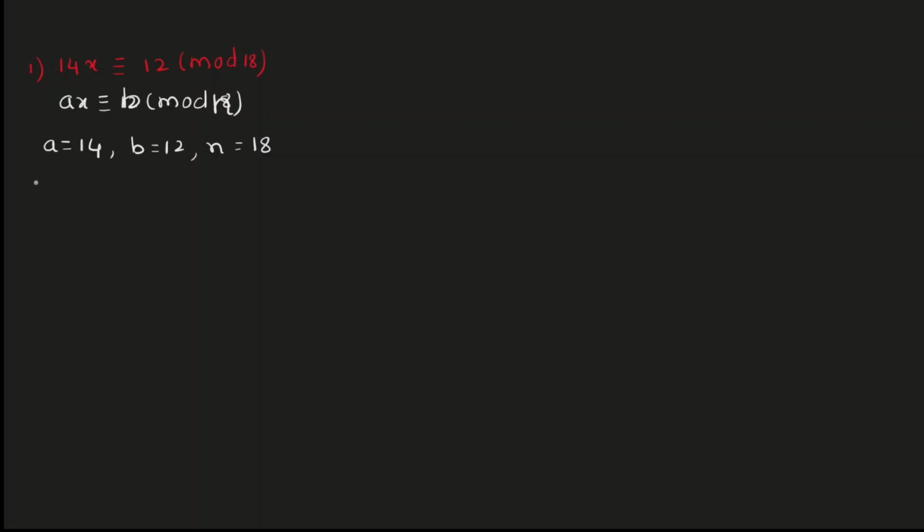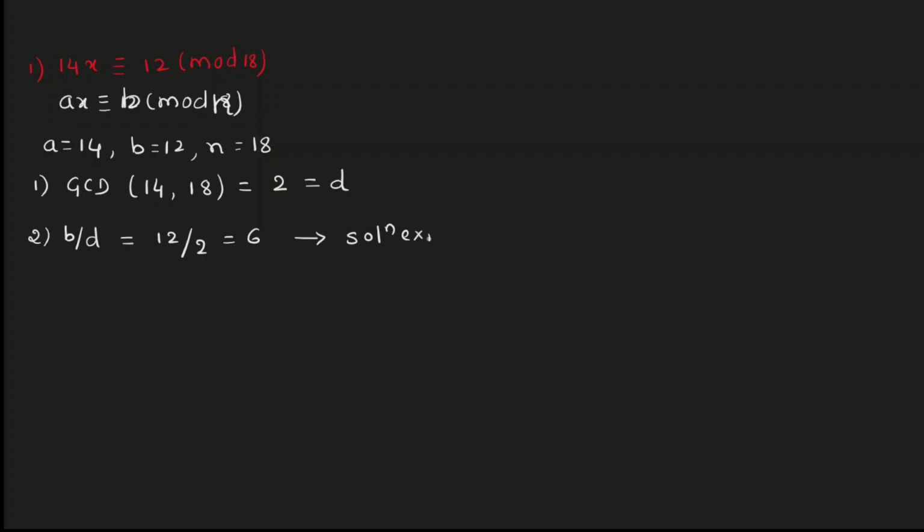First step is to find the GCD of A and n, that is 14 and 18. The greatest common divisor is 2. That is our D. First step over. Second step, check whether D divides B. What is our B? B is 12, divided by 2 equals 6. It is true, so a solution exists. If B is divisible by D, then you can move further.